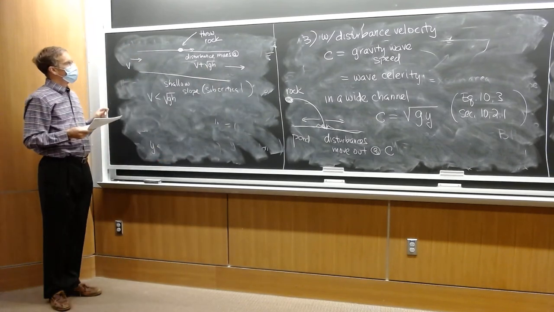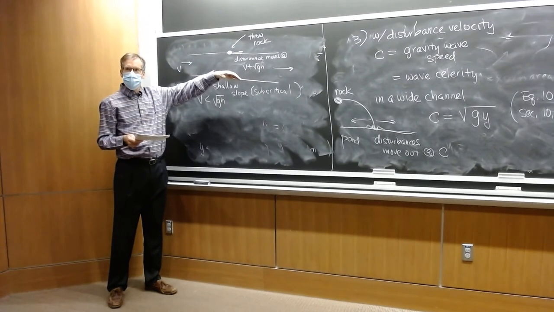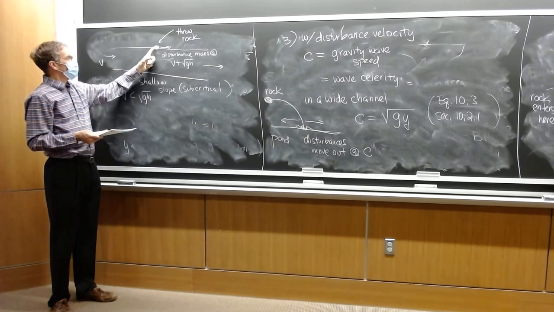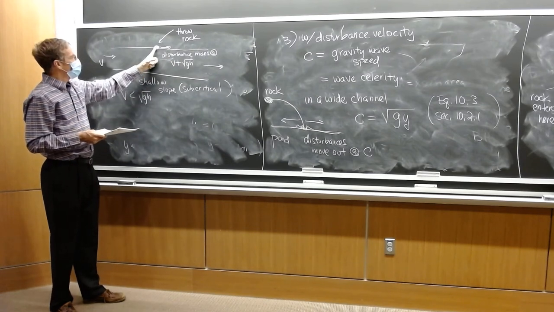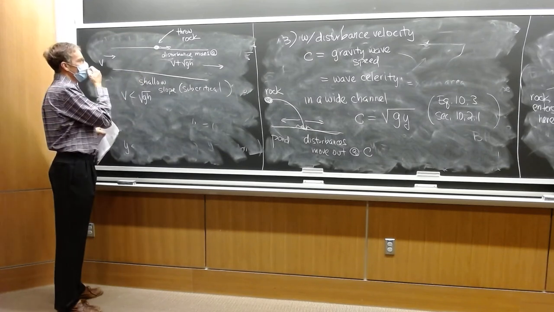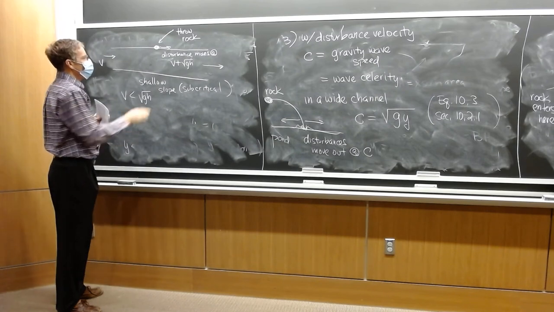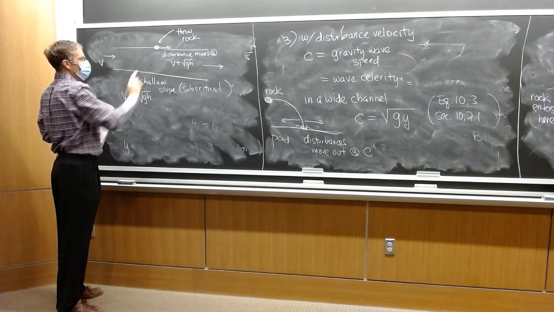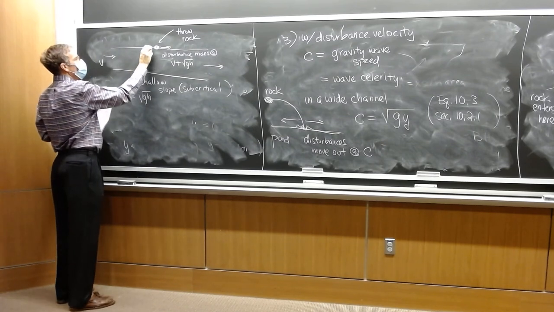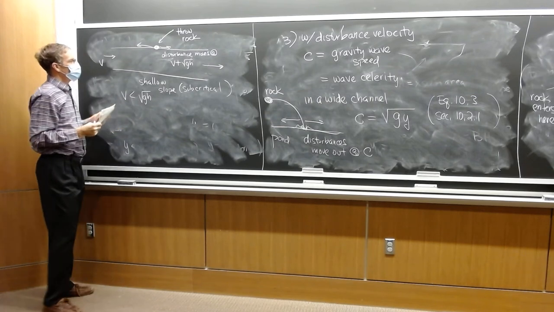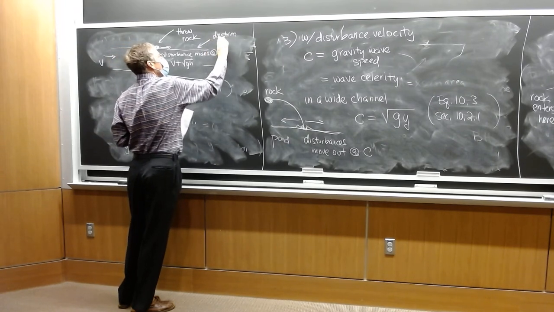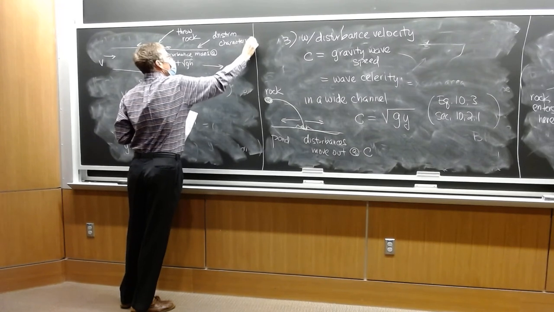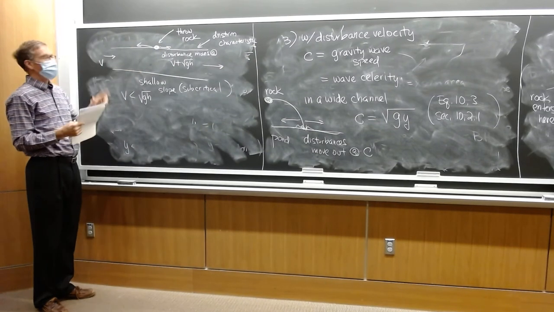So in this case, the water is moving downstream at V, but there's also superimposed upon it a disturbance on the water surface that's moving as the water moves relative to where that water particle was when the rock entered. So that disturbance is moving downstream at the channel velocity plus the disturbance velocity. And then what you'll see is that there's also, these are called characteristics. There's also a characteristic motion that happens upstream.